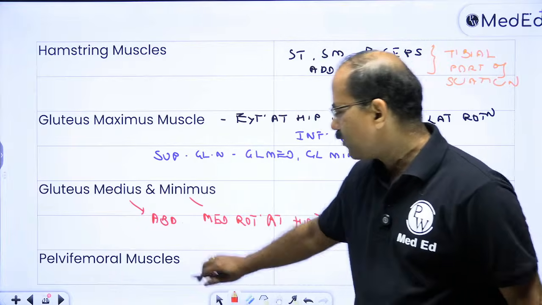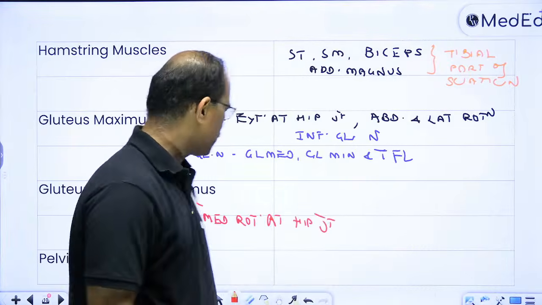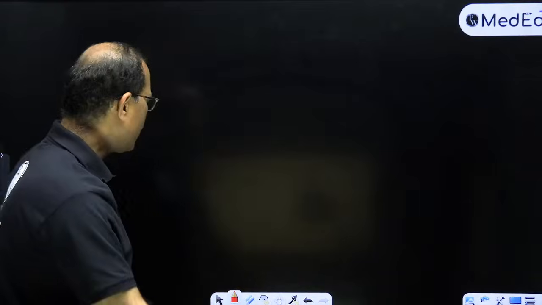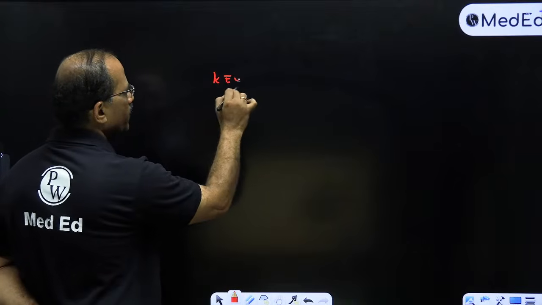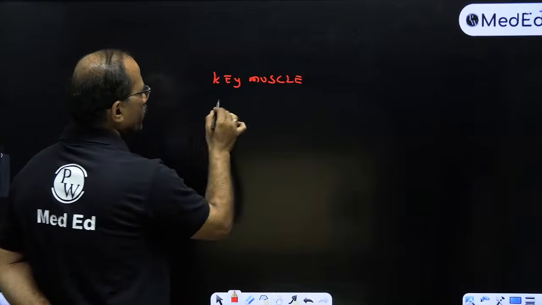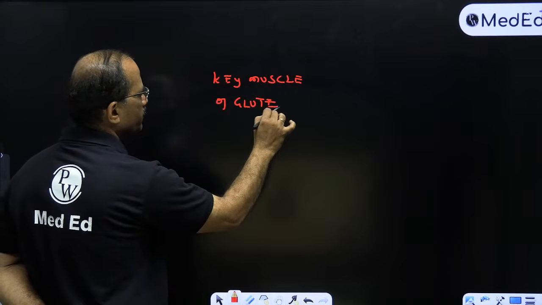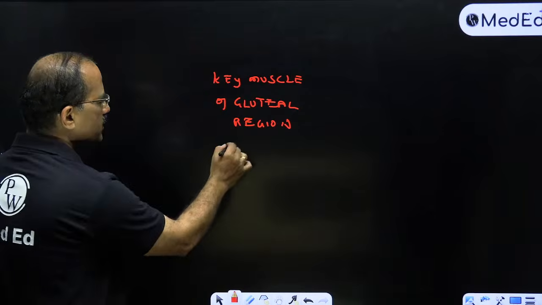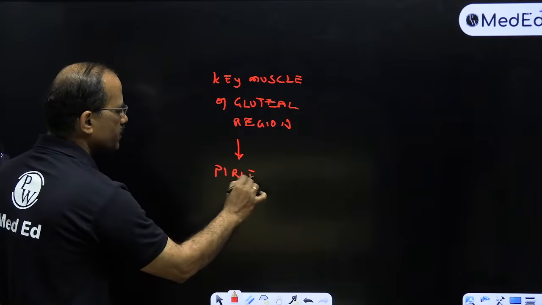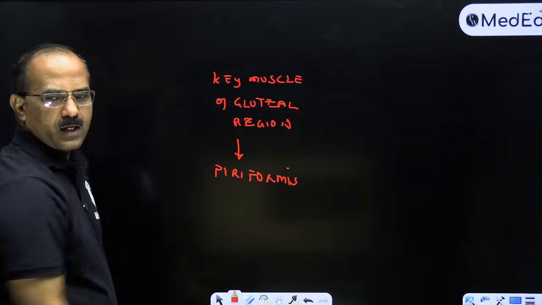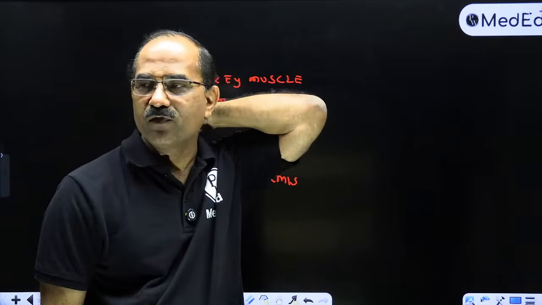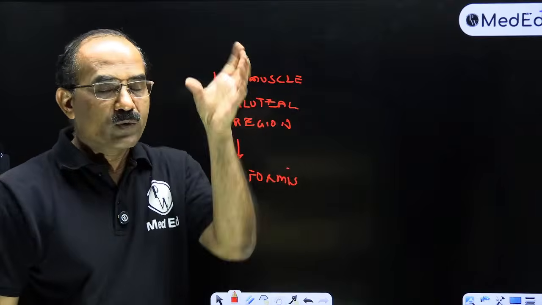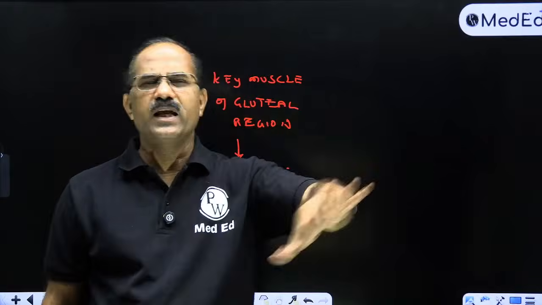Fine. Okay, pelvifemoral muscles. Can you tell which are the pelvifemoral muscles? Can anyone tell me which is the key muscle of the gluteal region? Key muscle. K-E-Y. The key muscle of the gluteal region is piriformis. Remember, this is very important. Why do we call it the key muscle? The moment we find this muscle, we get everything in this region.